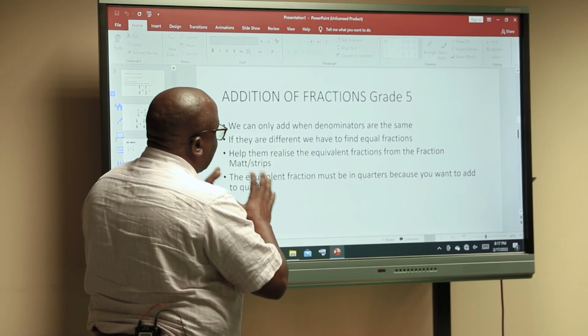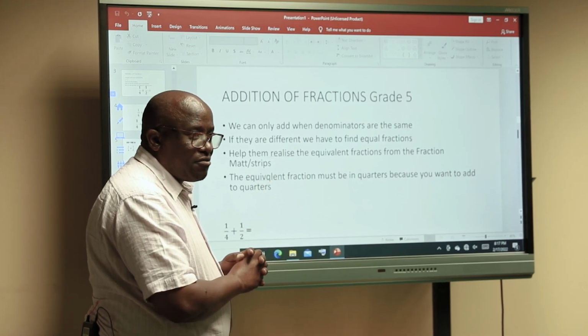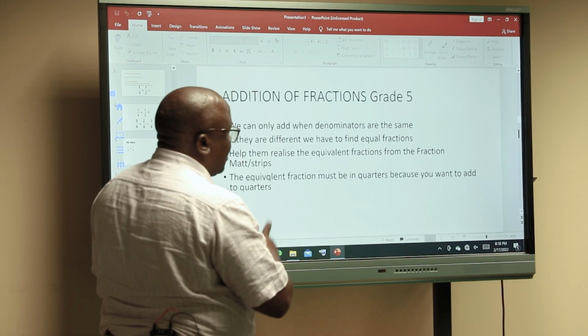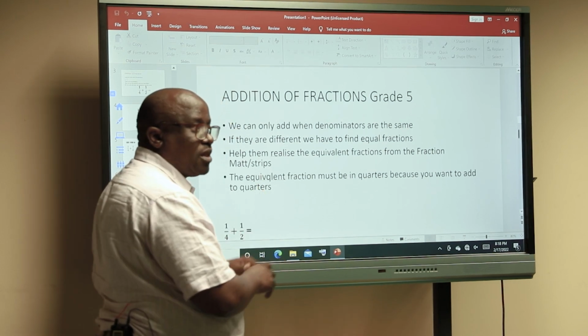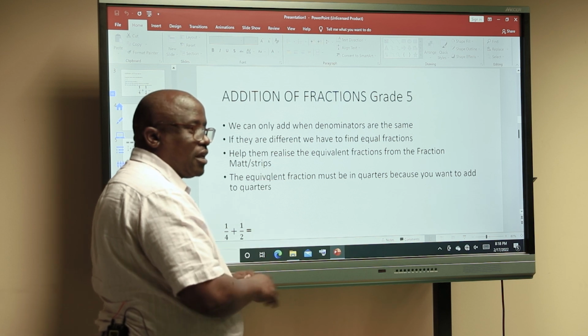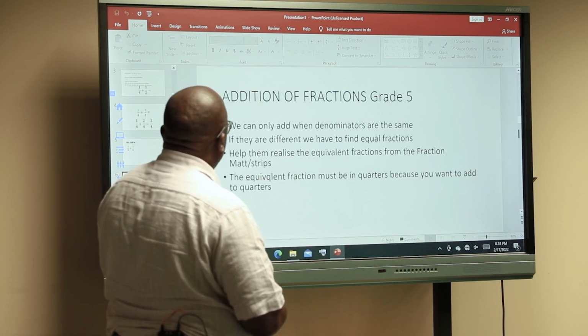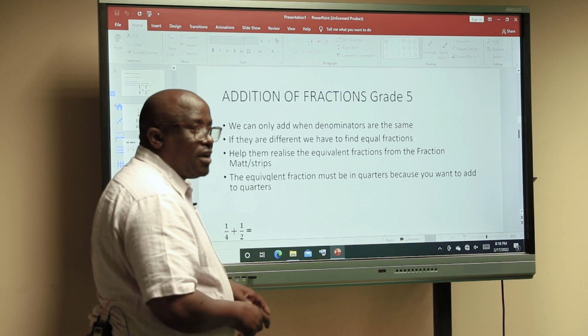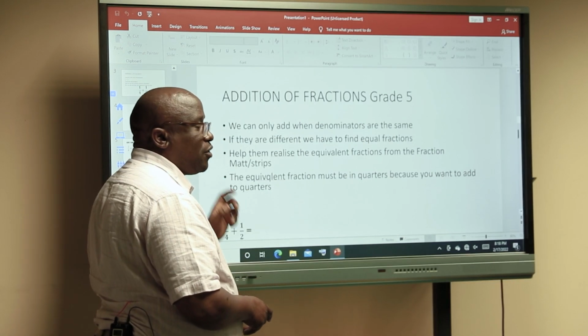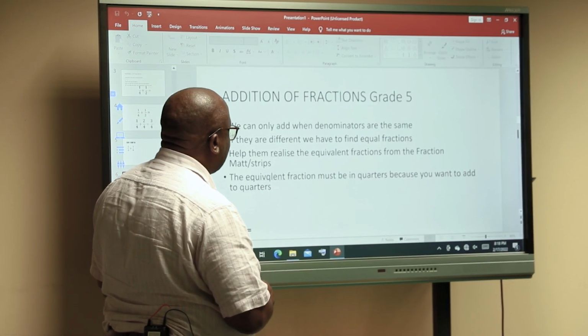Today we are looking at addition of fractions in grade 5. And remember, most of our children have challenges with fractions, decimals, and percentages. We need to make sure that in grade 5 they get the correct foundation and the correct consolidation.